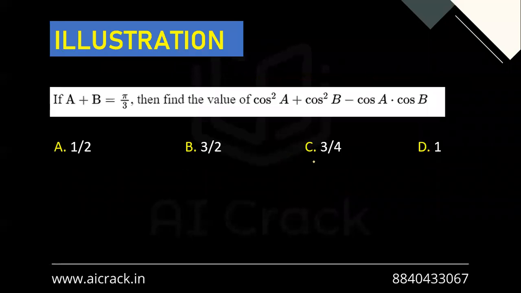Now let's look at one example. If A plus B equals pi by 3, then find the value of cos square A plus cos square B minus cos A cos B. Now this is an interesting problem. Let's look at it. We have been given A plus B equals pi by 3, and what we have to find is cos square A plus cos square B minus cos A cos B.